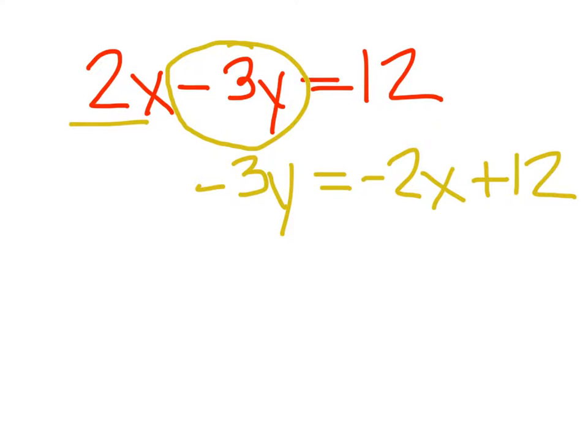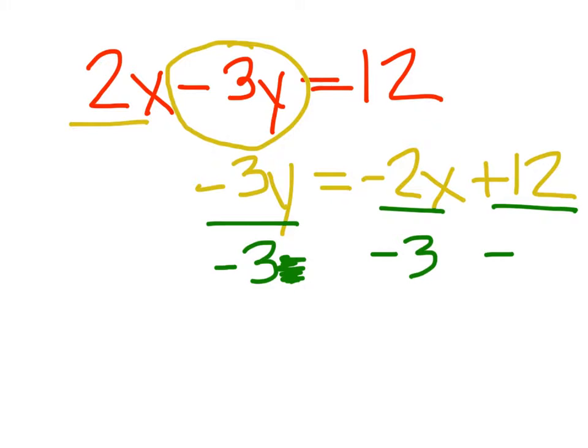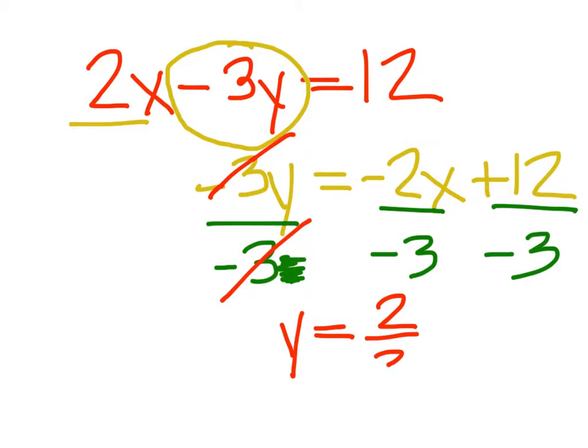Now divide everything in that equation by the number and the sign next to the y. Negative 3 and negative 3. Negative 3 over negative 3 cancels. Negative 2 over negative 3 is a positive 2/3. And then 12 divided by negative 3 will give me minus 4.